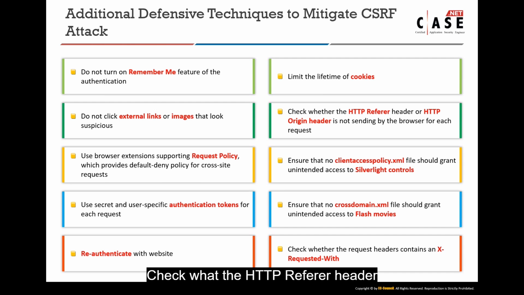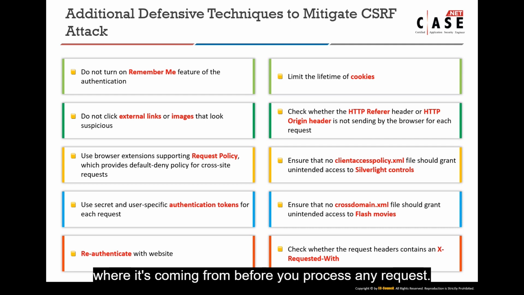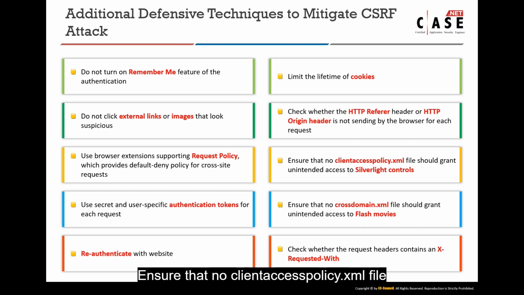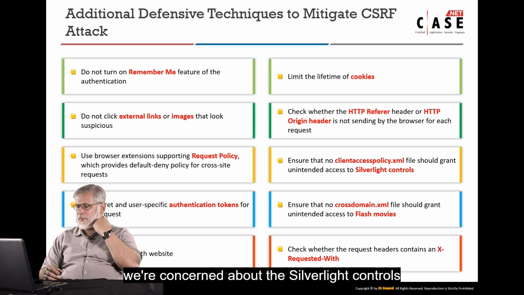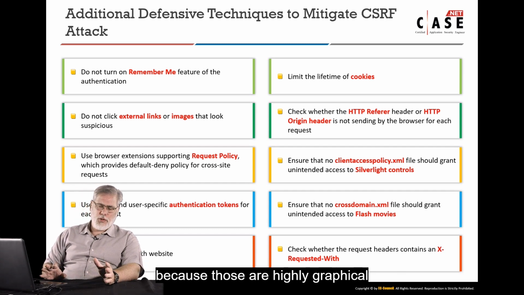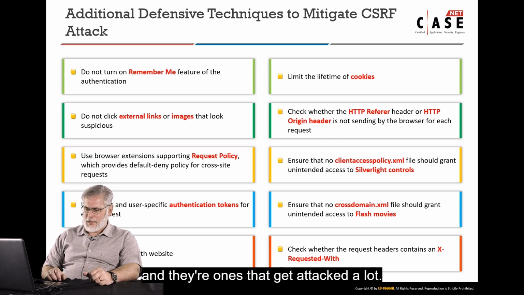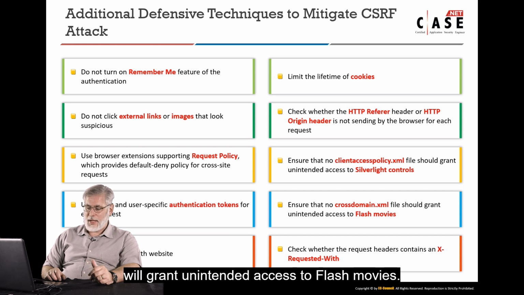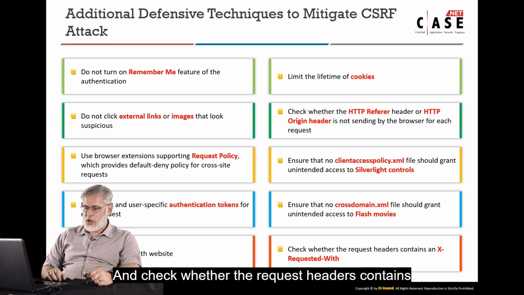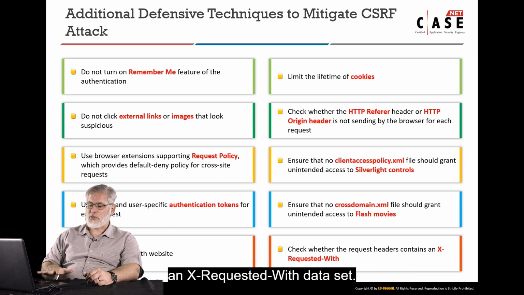Check what the HTTP referer header, HTTP origin header is, and make sure where it's coming from before you process any request. Ensure that no client access policy XML file should grant unintended access, and specifically in .NET we're concerned about the Silverlight controls because those are highly graphical and they're ones that get attacked a lot. Make sure that no cross-domain XML file will grant unintended access to Flash movies. And check whether the request headers contain an X-Requested-With dataset.